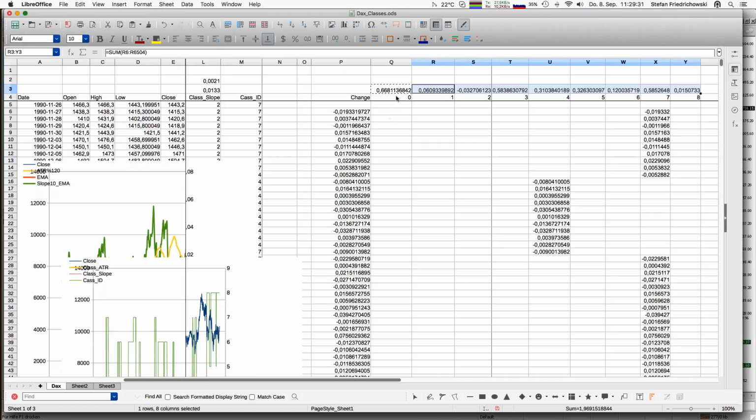Okay, it seems that all, I call them now trades, would be a trade from the close of one day to the close of the next day. The sum of all percentage changes for class number 0 is 0.668. Okay, that's already a huge number, by the way.